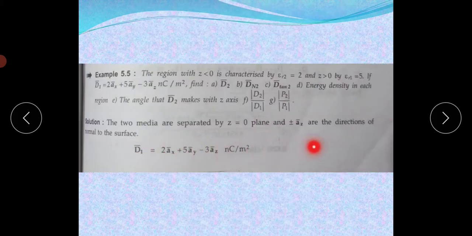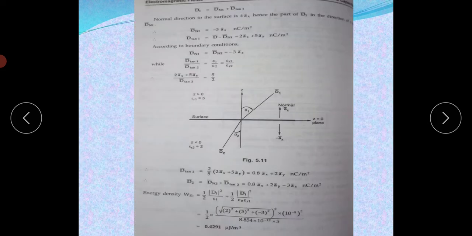So first, given this is D1 bar. Next, we know that D1 bar, like any vector, equals the vector sum of the normal component value and the tangential component value. So D1 bar equals Dn1 bar, this is the normal component, plus Dtan1, this is the tangential component. Any vector equals the vector sum of the normal component and tangential component. Okay, so this is the resultant vector. The normal direction to the surface is plus or minus az bar.